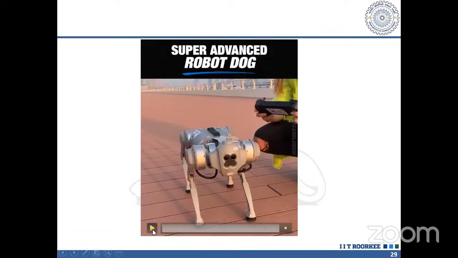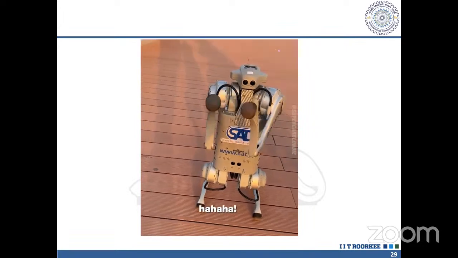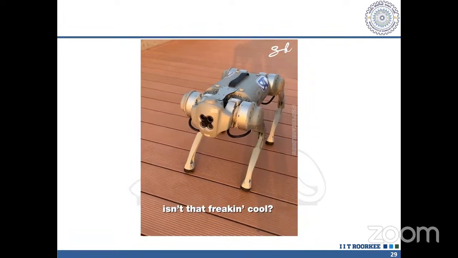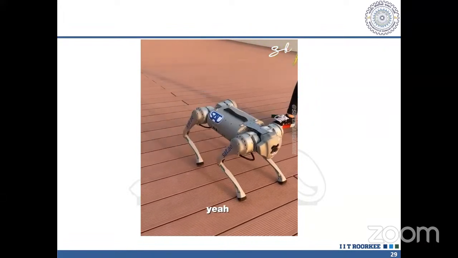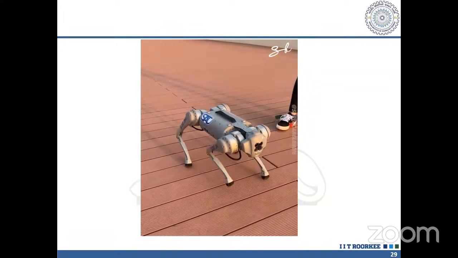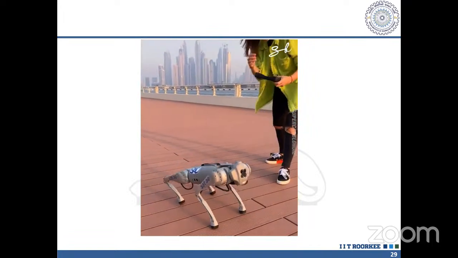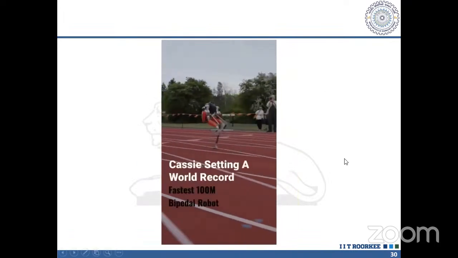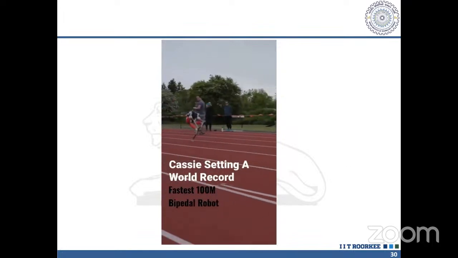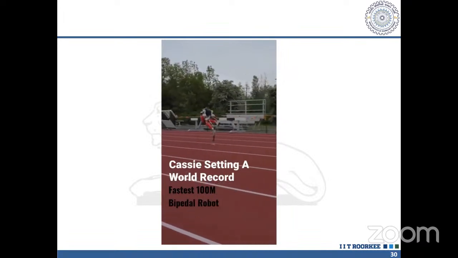This is a super advanced robotic dog. However, the first robotic dog was generated by Boston Dynamics. So, a smart dog. It's another robotic system. This is a bipedal robotic system.